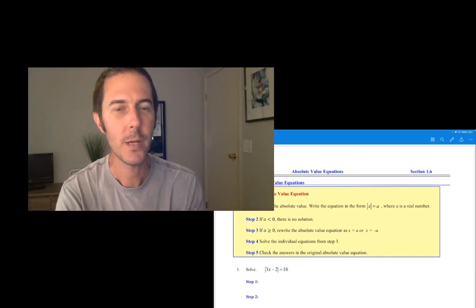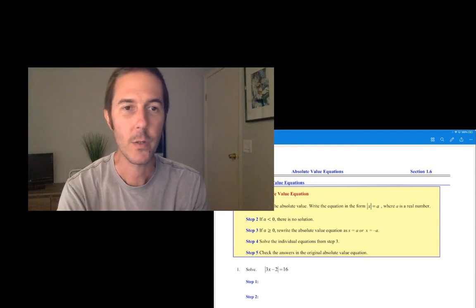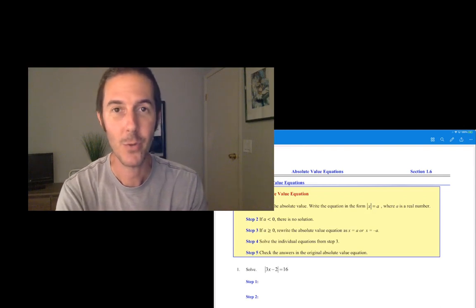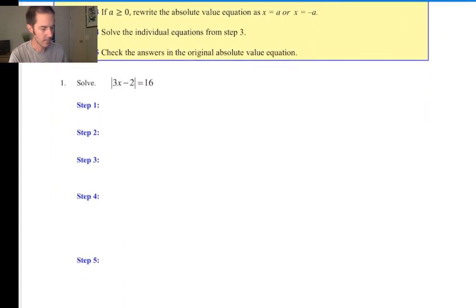Welcome to Intermediate Algebra, Chapter 1, Section 6, where we are going to talk about absolute value equations. It's exciting stuff, and not too difficult. Just a couple little details we have to watch out for. So here's a 5-step process that you can read through and examine. But what I'd like to do is get right into the process of solving an absolute value equation.